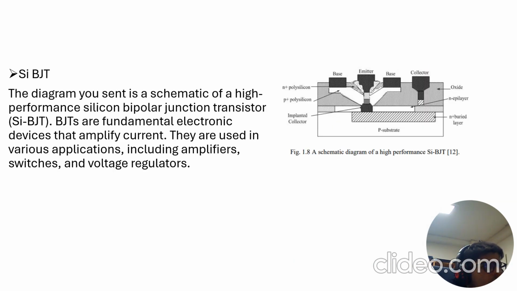So silicon BJT, the diagrams. The symmetric of a high performance silicon bipolar junction transistor is also called silicon BJT. BJTs are fundamental electronic devices that amplify current. They are used in various applications, including amplifiers, switches, and voltage regulators. And you can see the figure. Diagram of high performance silicon BJT.